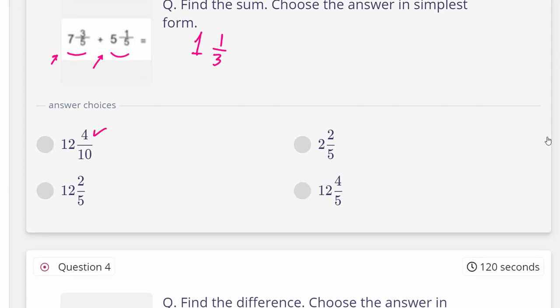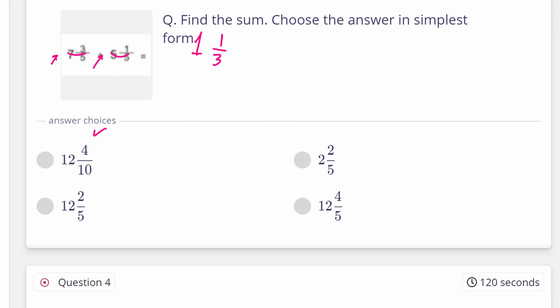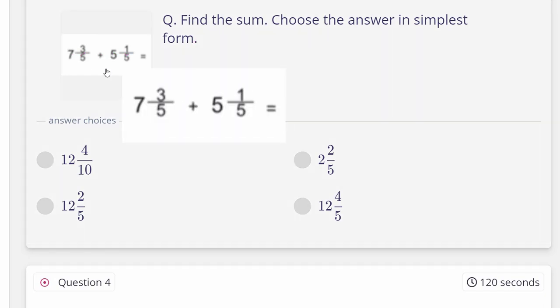Okay, let's move to the next question, my heroes. And in this question, we need to solve this addition.